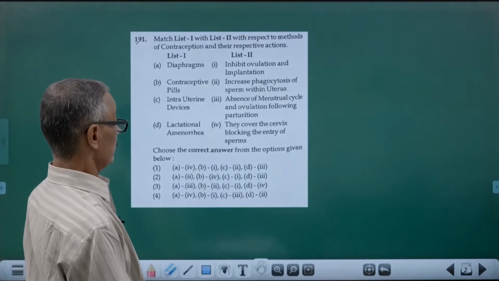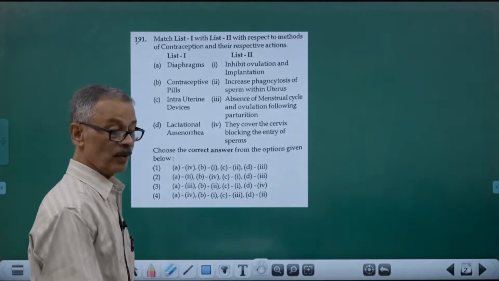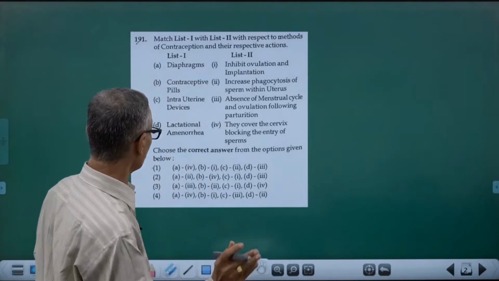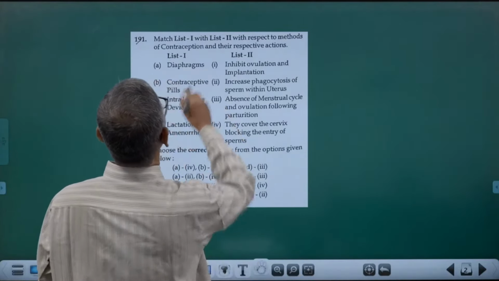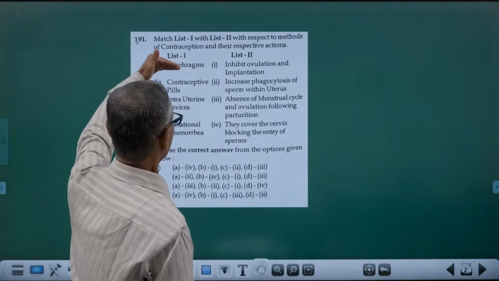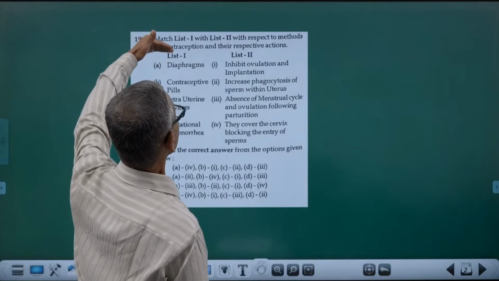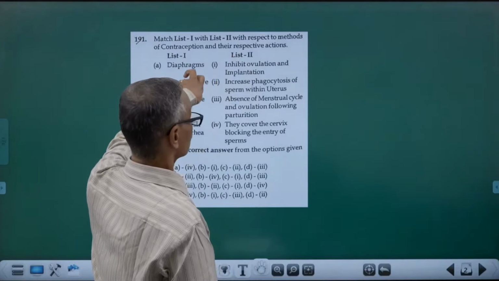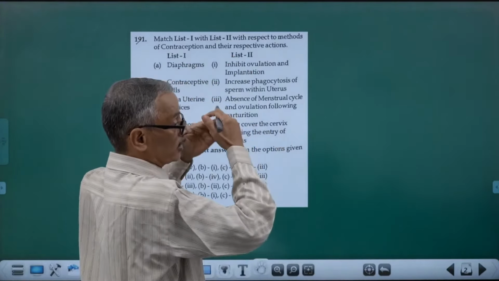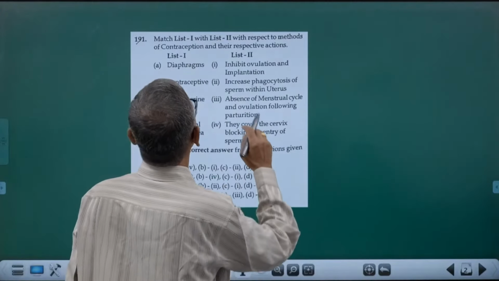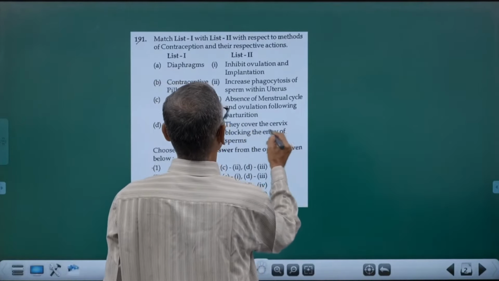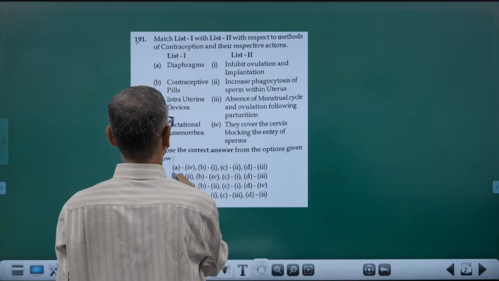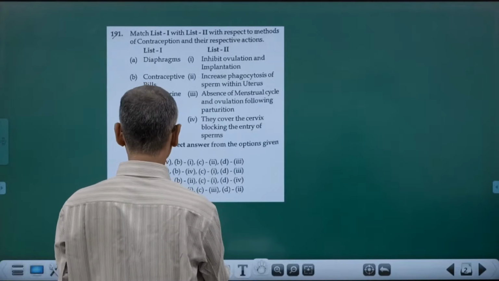Again, we are having a match the following question type. Whenever you are having that match the following type, we have to use the technique. For example, diaphragm. Diaphragm is a contraceptive methodology that covers the cervix, blocking the entry of sperms. So A is for, we are having two options.